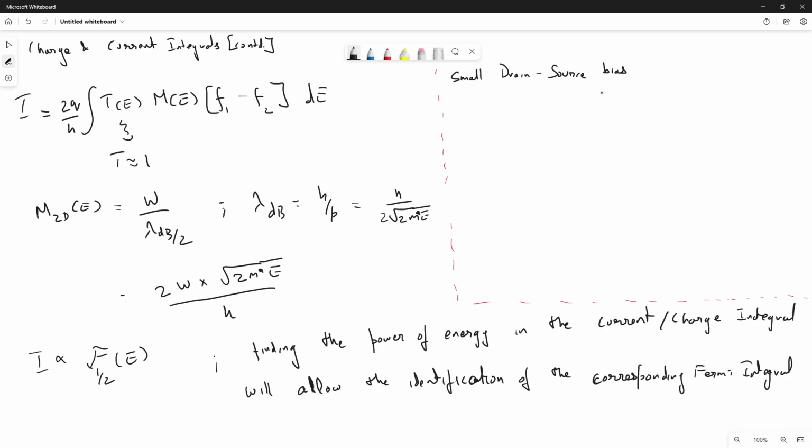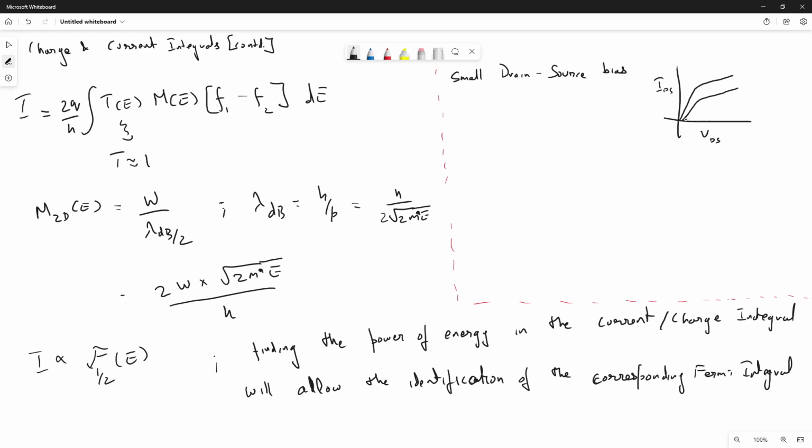Sir, what does small drain source bias mean? So yes, that's a good question. So let us quickly see what we mean by that. So this is VDS versus IDS. Now what will these curves look like? There will be several curves for different VGS, but typically what will this curve look like? It will look like this. Correct me if I'm wrong. It will look something like this, right?